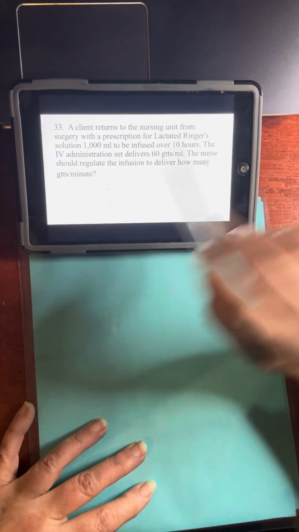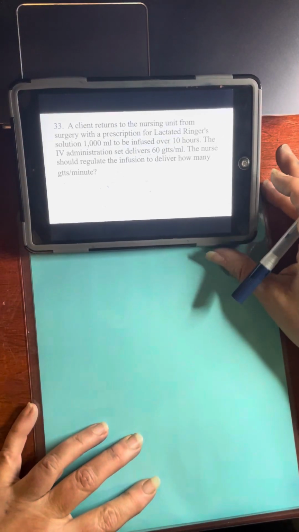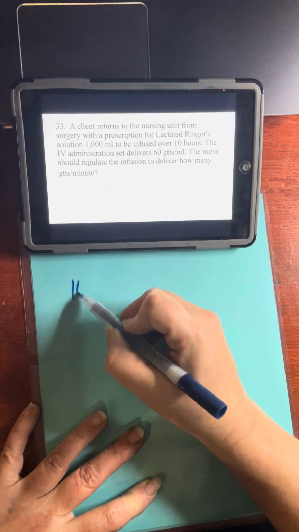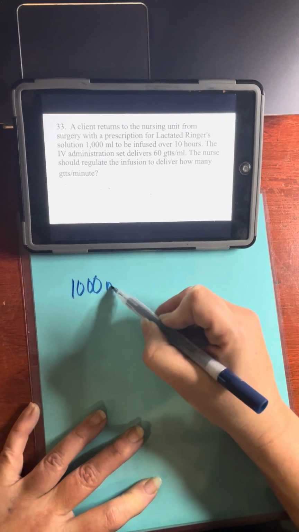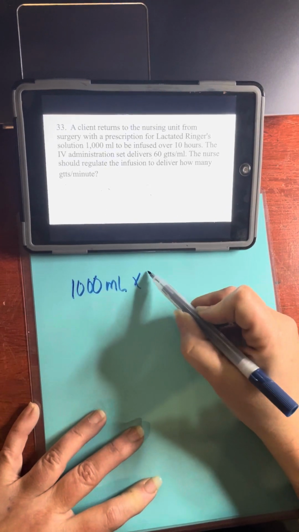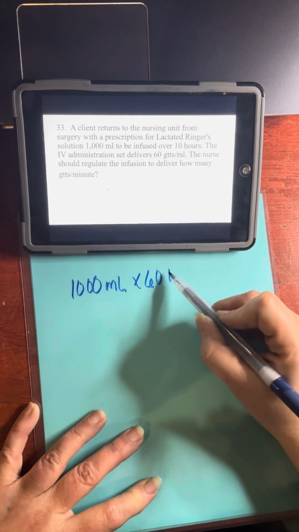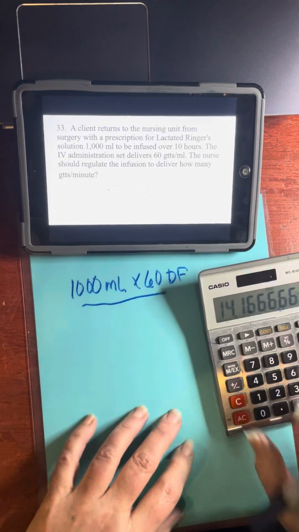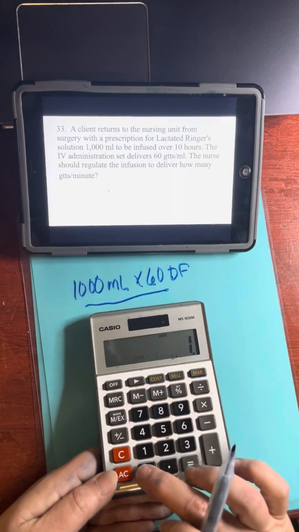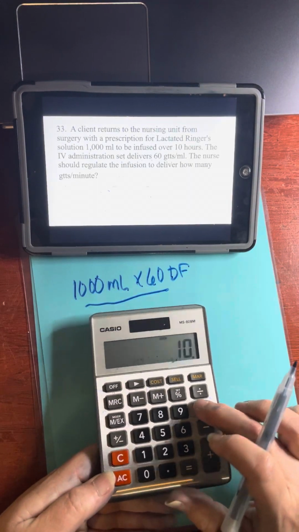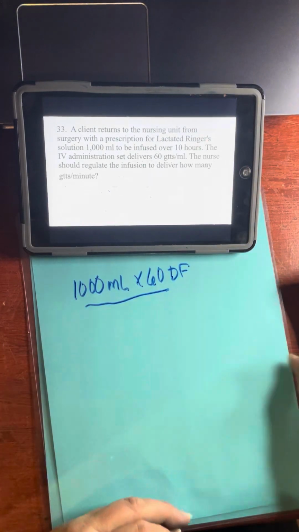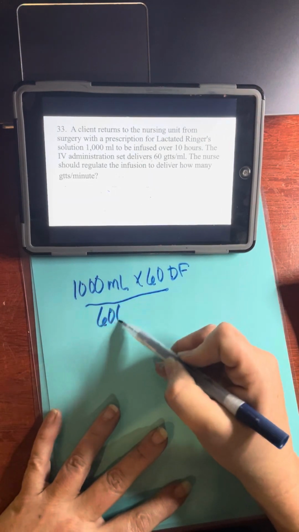The nurse should set her calculation rate. So drops per minute: the total volume is 1,000 milliliters times 60 drop factor divided by the time in minutes. It's got to go over 10 hours. So if we multiply 10 times 60, that's going to be 600 minutes.